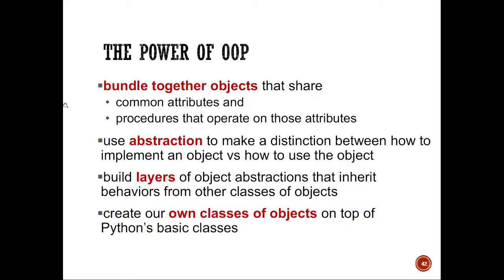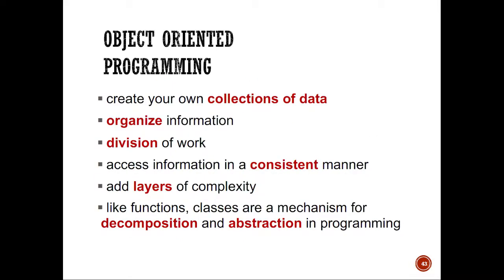So as a conclusion for this week's lecture, object-oriented programming allows us to bundle together objects that share common attributes and common procedures that can operate on these attributes. We use the concept of abstraction to make a distinction between how to implement an object versus how to use the object. We build layers of object abstractions that inherit behaviors from other classes of objects. We can create our own classes of objects on top of Python's basic classes. Object-oriented programming allows us to create our own collections of data, organize information, divide the work and modularize it, access the information in a consistent manner, add layers of complexity, and similar to functions, classes are also mechanisms for decomposition and abstraction in programming. Thank you.